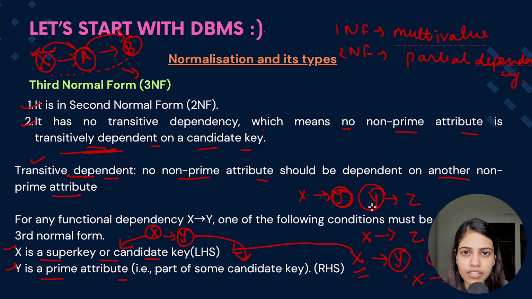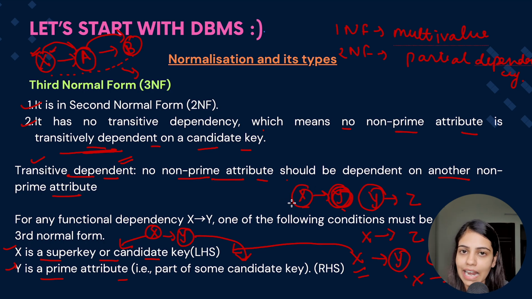I know this might sound confusing, but you can remember it in this way: there shouldn't be any transitive dependency in the given table or in the given functional dependency, and we can identify that there shouldn't be any non-prime to non-prime dependency. That is, if X determines Y is there as a functional dependency, X and Y both shouldn't be non-prime attributes.